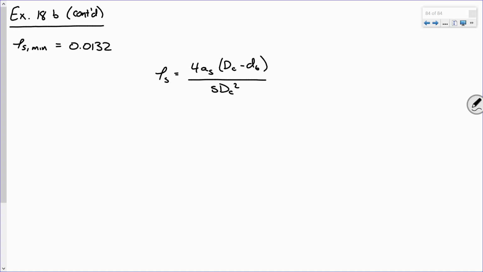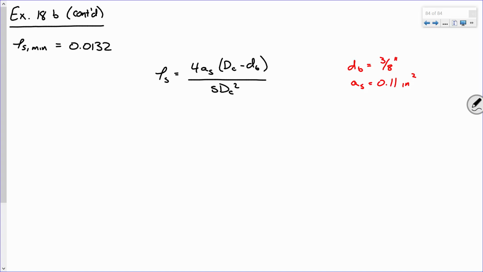Well, what I'm going to do is use this and solve for, well, if I'm using number 3 stirrups, what does my pitch need to be? Okay, we'll see what we get there. The diameter of a number 3 is 3/8 of an inch, and the area is 0.11 inches squared. So watch what I'm going to do. I'm going to solve for S.